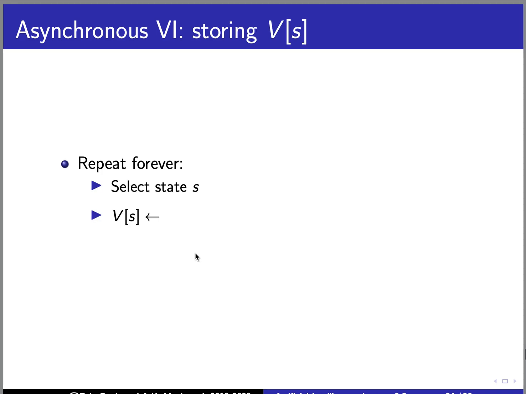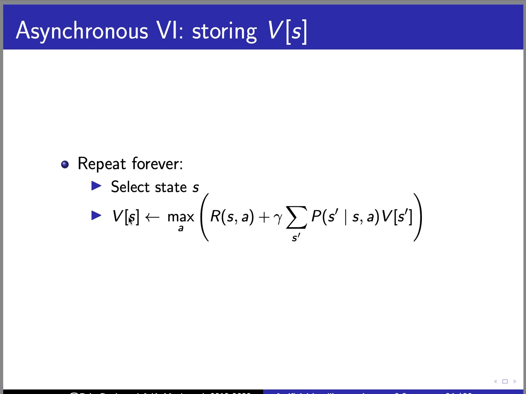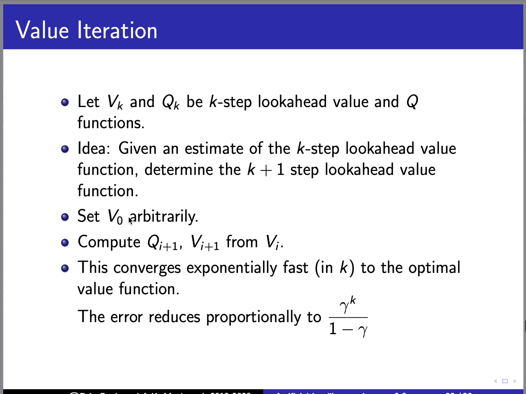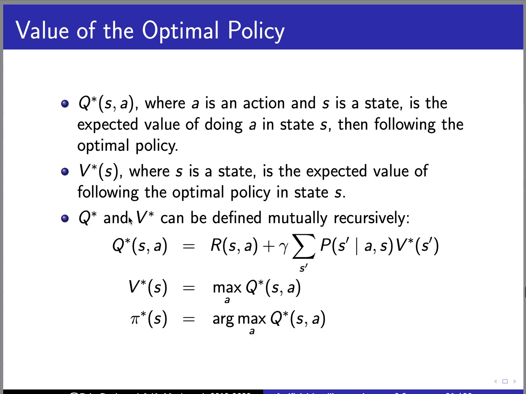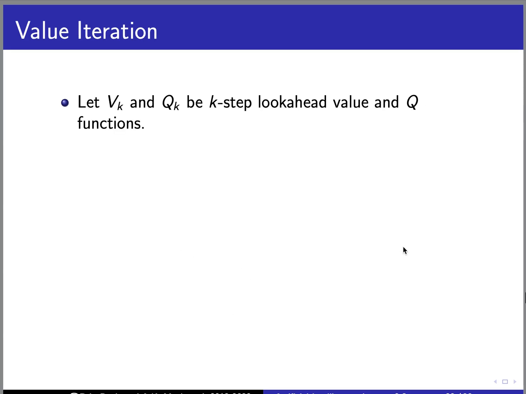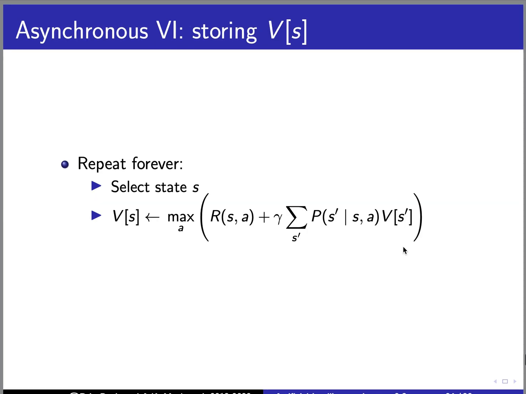Okay, so here's one algorithm. We're going to repeat forever. We're going to select a state and we're going to update V of S. Well, what's V of S? We select the state and we're now going to replace it with the maximum over A of this thing. So it's the value we're storing. We're going to put everything into here. We're just going to replace this Q of A with its definition. Okay, so that's what's going on here.